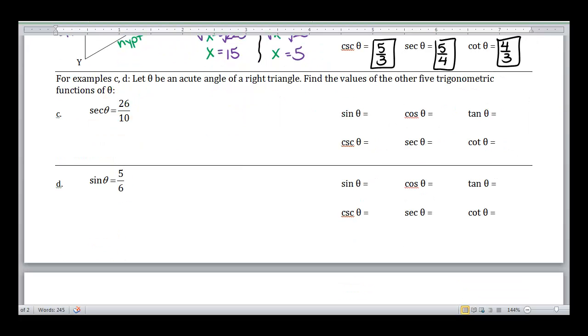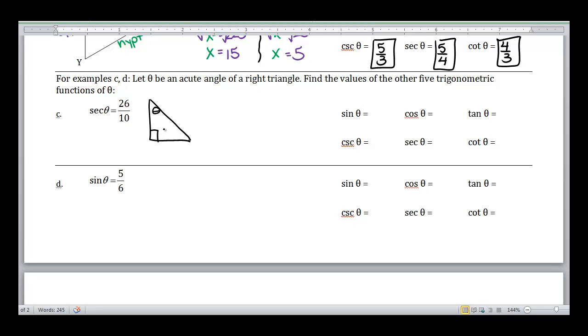First thing that you'll notice in examples C and D is that you are not given a picture. You're not even given what sides are what. That's something that you have to figure out. So every single time I would start by drawing a picture. Now again, we're told that theta is going to be an acute angle of a right triangle. So I would start with that.